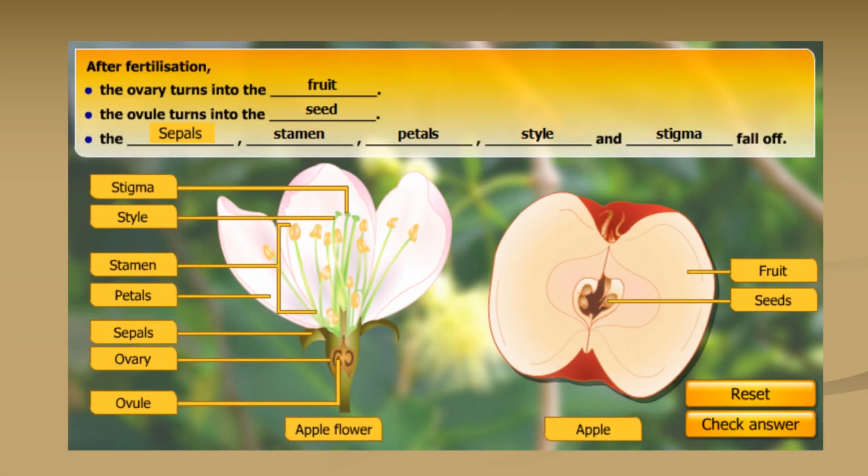Last lesson, we have learned about fertilization. After fertilization, the ovary turns into the fruit. The ovule turns into the seed. The sepals, petals, stamen, style and stigma fall off.